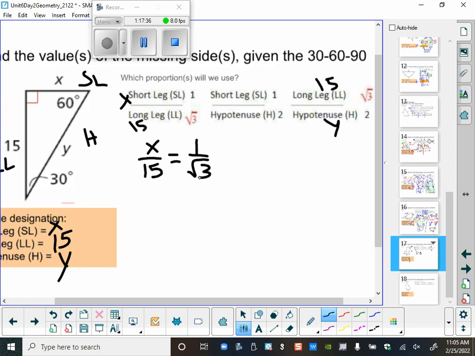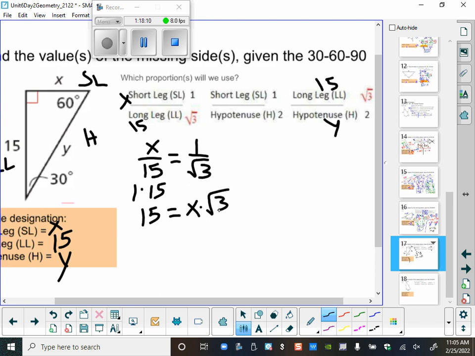Now, this would be the one where you do your diagonals. 1 times 15 equals X times square root of 3. Now, this is one where you can't just divide by square root of 3, because do we see a square root of 3 over here? No. This is where we have to go back and do our multiplying by square root of 3, all that fun stuff.